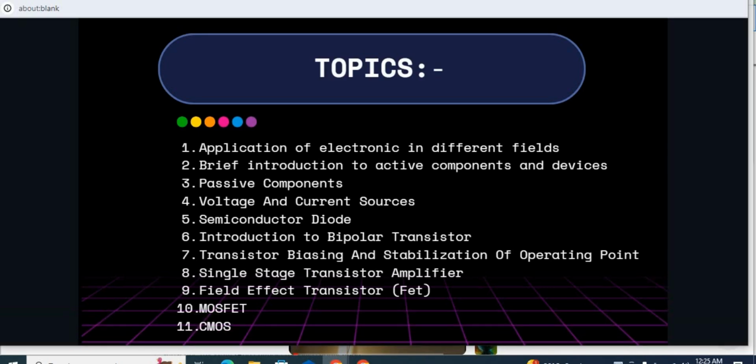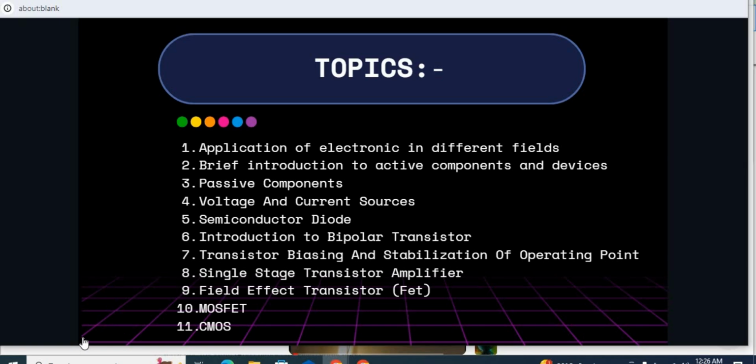These are the topics which we are going to cover in this course. The first topic is application of electronics in different fields. The next topic is a brief introduction to active components and devices. The next topic would be passive components. The next topic would be voltage and current sources. The next topic is semiconductor diode. Then the next topic would be introduction to bipolar transistor.